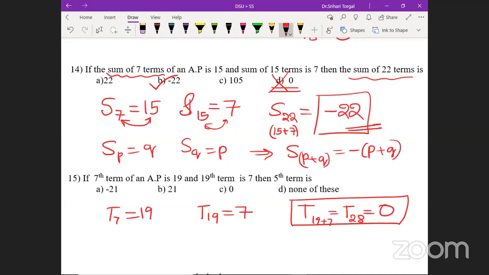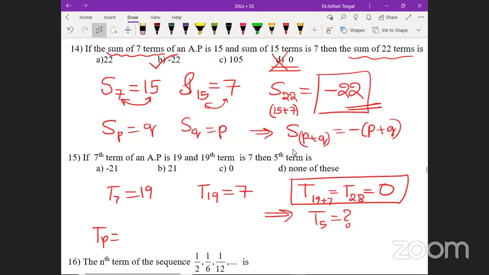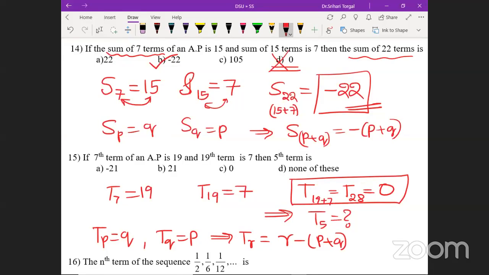But here it is T5. They have asked you to find out T5 here. In such cases, I'll tell you how to calculate that. T(p) is equal to Q. T(q) is equal to P. And if they ask you to find out T(r), any other term which is other than P plus Q, okay? In such cases, you just do this one. You write this R and subtract P plus Q. Very important result. You will get the answer. So then what is the answer here? T5 they have asked here. You write just 5. Write down the 5 minus 7 plus 19. What is the answer? Minus 21.